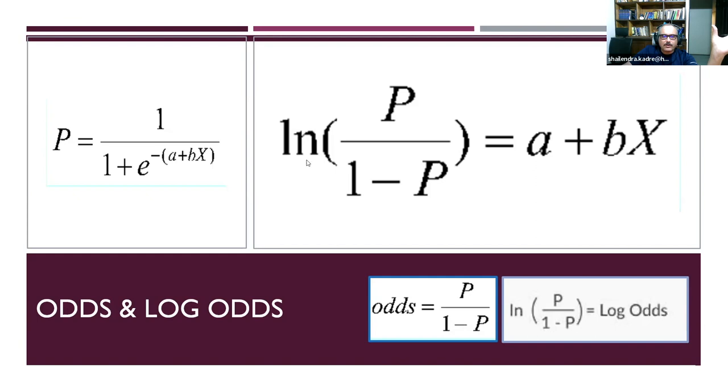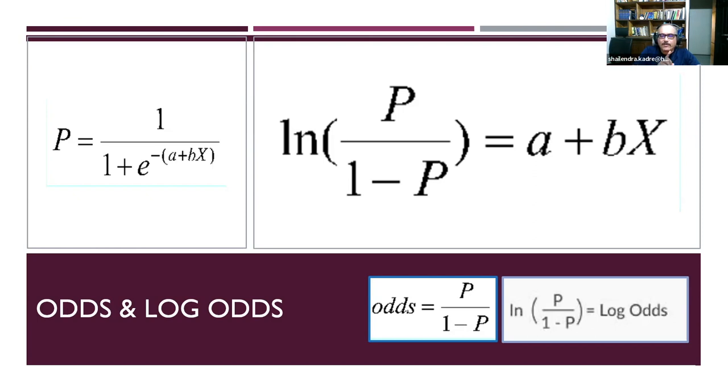So we have taken log to the base e, the natural logarithm, ln. The equation reduces to ln of p upon 1 minus p is equal to a plus bx. This is the equation we'll be using in our logistic regression: log of p upon 1 minus p is equal to a plus bx.